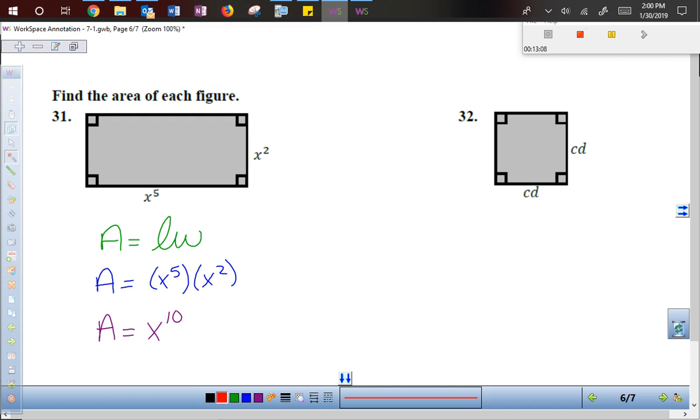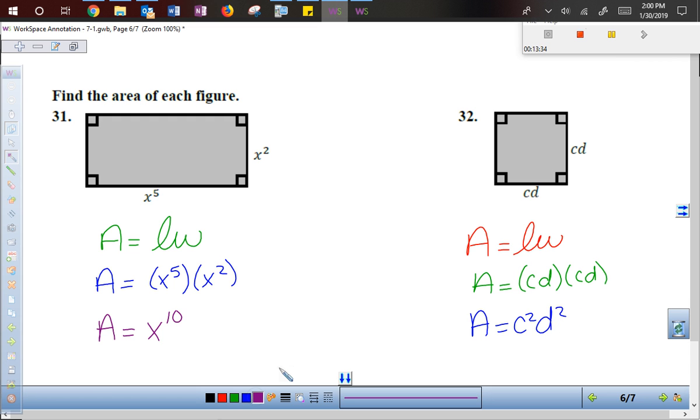We can try it again on number 32. Again, I know number 32 looks like a square, but it's still technically a rectangle. So I'm going to say area equals length times width, and then I know that it doesn't matter which is which, so I'm going to let my length equal c times d, and my width equals c times d. And when I multiply those together, I get c times c, which is c squared, and d times d, which is d squared. So the area of my figure here is c squared d squared.